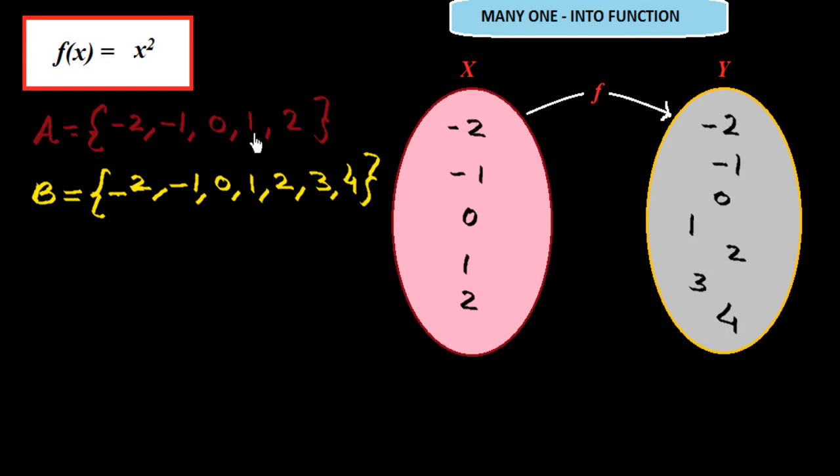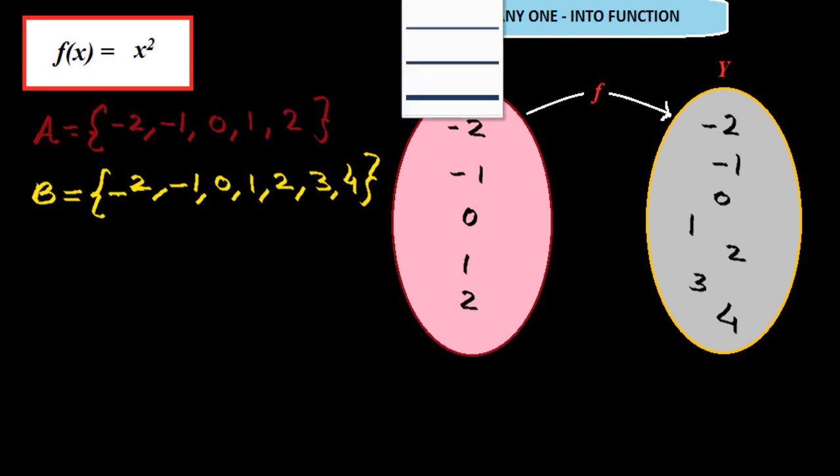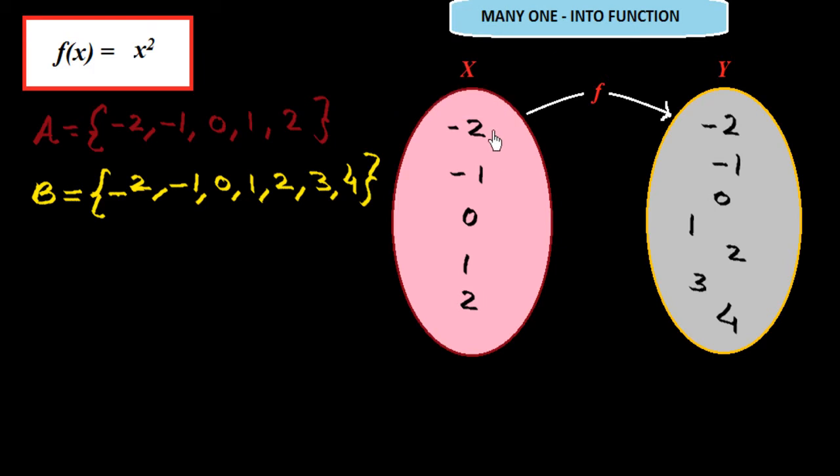Now we know that f of minus 2 is 4. We already know these things. So f of minus 2 is 4 we have. And 2 is also 4, the square of 2 is also 4. Now we are taking minus 1, we are getting 1, and 1 we are again getting 1. Okay, 0 we are getting 0.